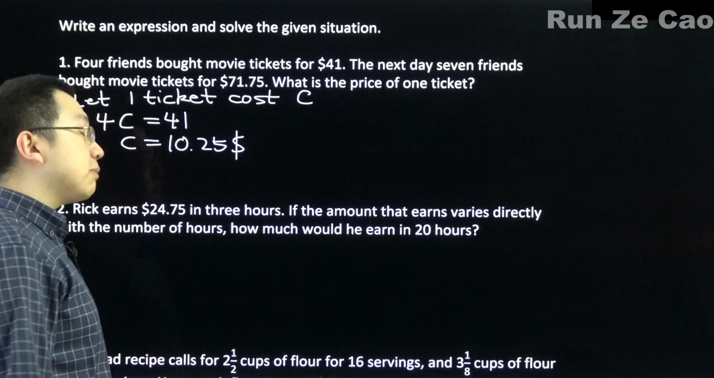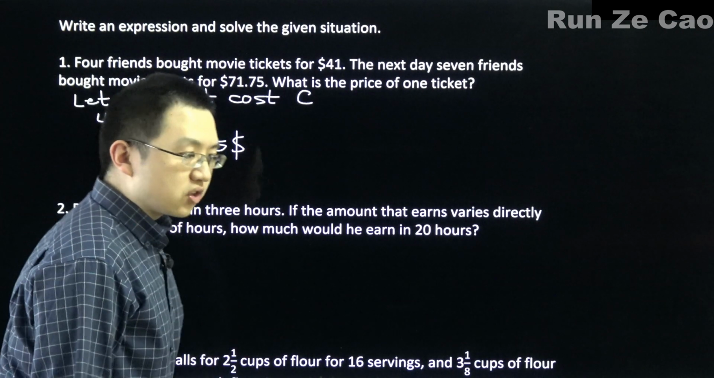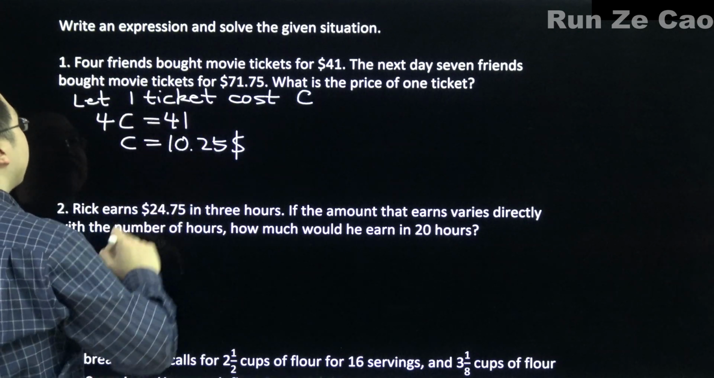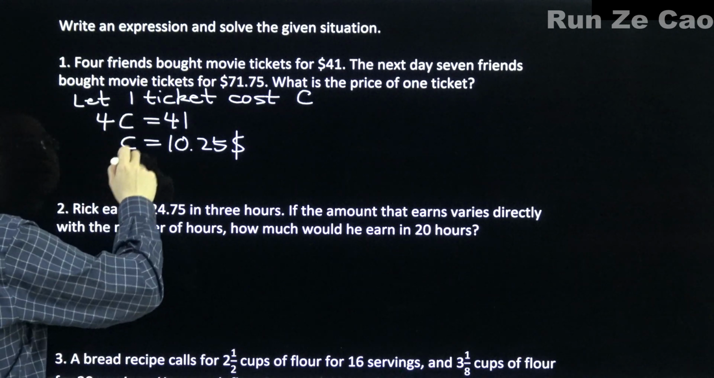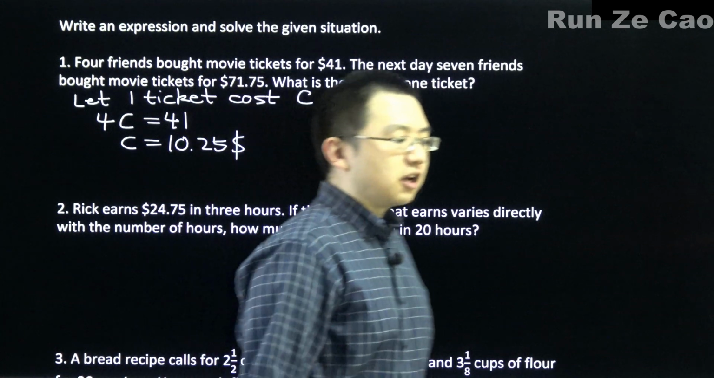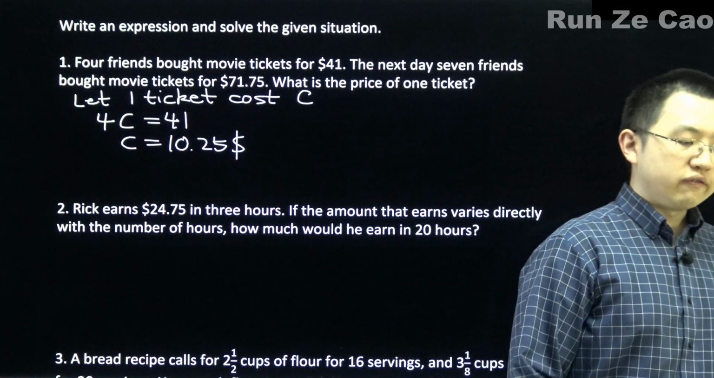What if there had been a constant admission cost, though, for the group? Well, then you would have 4C plus F equals 41, 7C plus F equals 71.75, and we would solve this as a system of equations, which we will get to shortly.